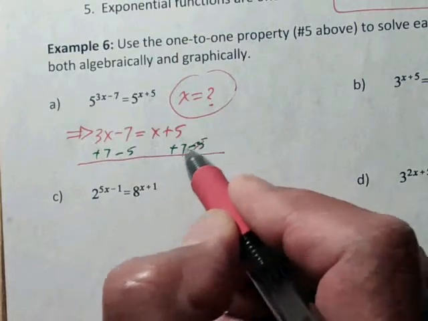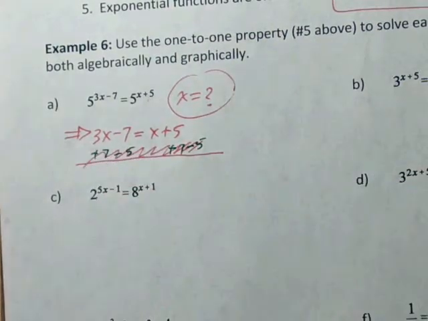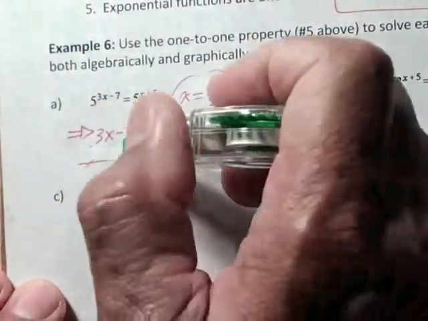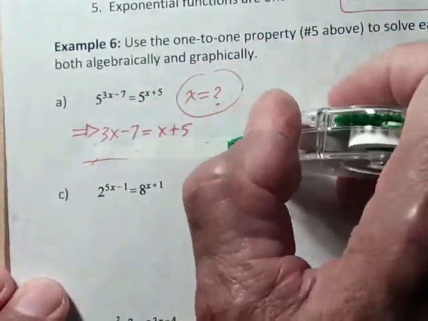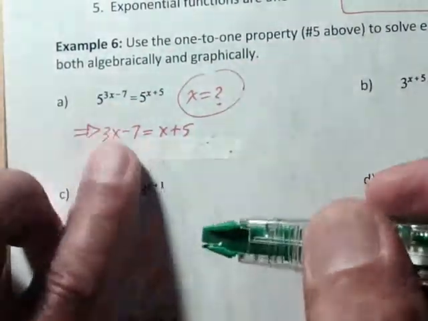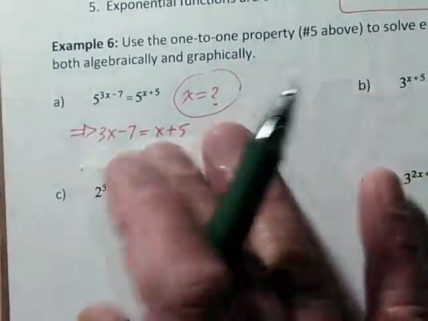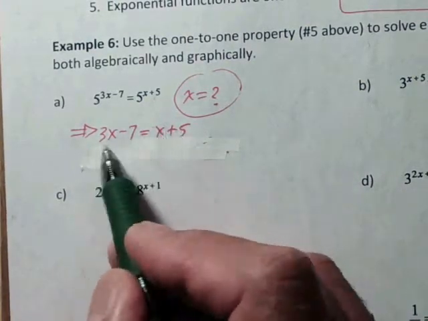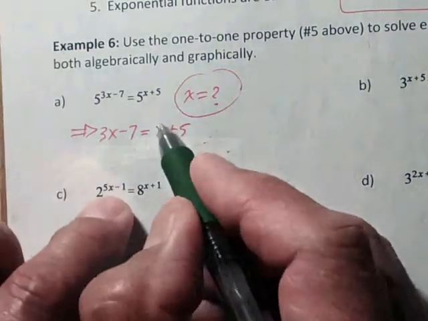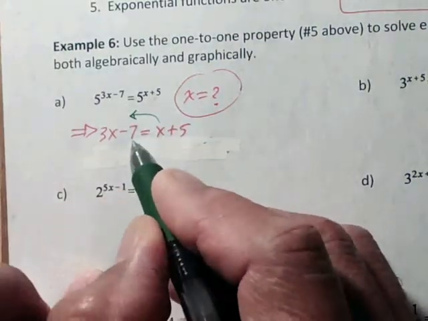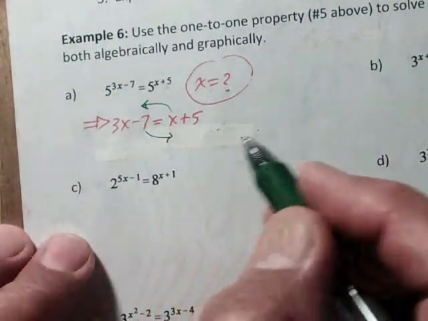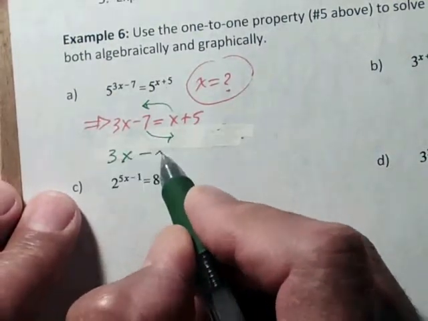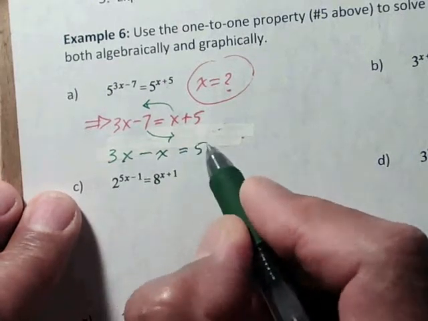Maybe I shouldn't do that. Let me erase this and do it over again. As I said before, you can always move anything from one side to the other side and change the sign. So I'm going to put x's together. This x goes to the left side, this 7 goes to the right side, you change the signs. So I get 3x minus x equal to 5 plus 7.